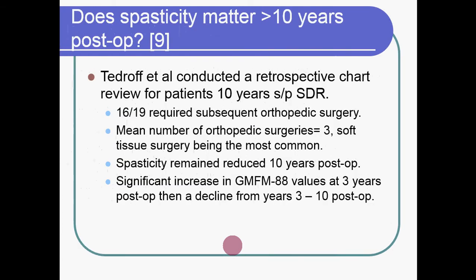And looking at a study of patients who were 10 years status post selective dorsal rhizotomy surgery, 16 patients out of 19 patients required subsequent orthopedic surgery. The mean number of surgeries per patient was 3, with soft tissue surgery being the most common. Spasticity did remain reduced 10 years post-op. There was a significant increase in Gross Motor Function Measure 88 values at 3 years post-op, but then a decline from years 3 through 10 post-op.